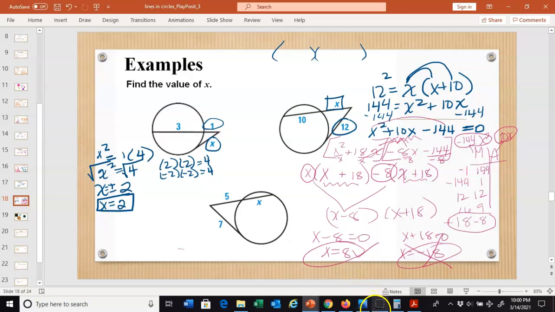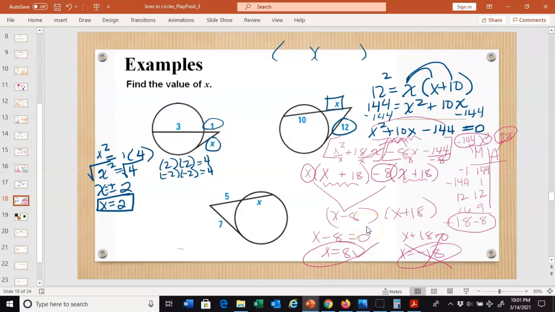Now I realize this was kind of like a blast from the past, right? This whole factoring. So maybe I'll put an extra link for factoring practice, or if you guys need help, come to office hours or reach out to me because you will see factoring here and there.